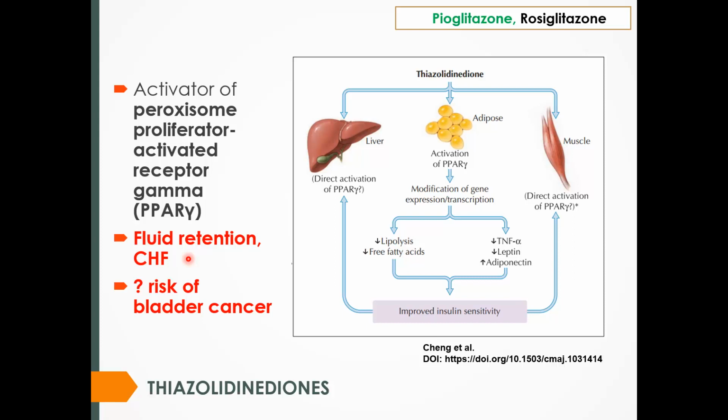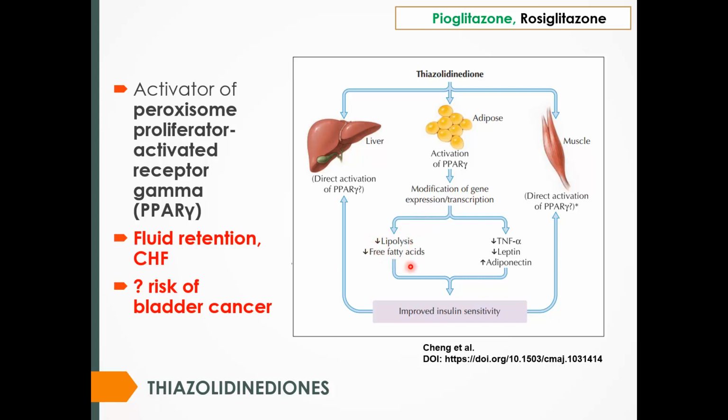The mechanism of action is the activation of peroxisome proliferator activated receptor gamma, PPAR gamma. There is another similar receptor, PPAR alpha, but it is distinct from that. PPAR gamma is mostly related with glucose and fatty acid metabolism. So how do they act? Thiazolidinedione enters the adipose tissue and activates this PPAR gamma. These are transcription factors and they modify gene expression and transcription.